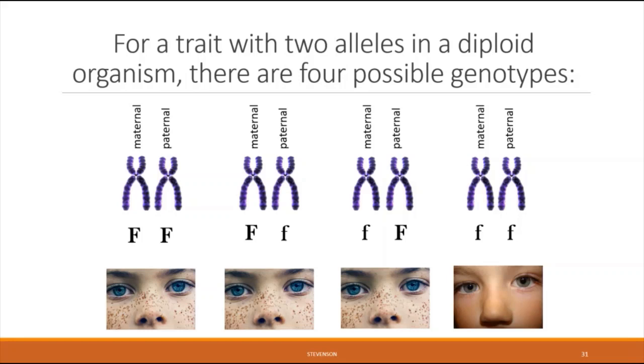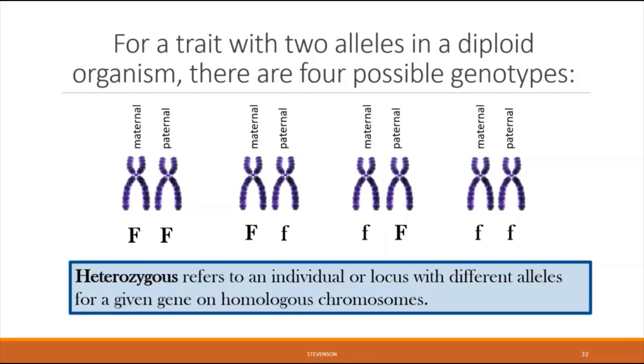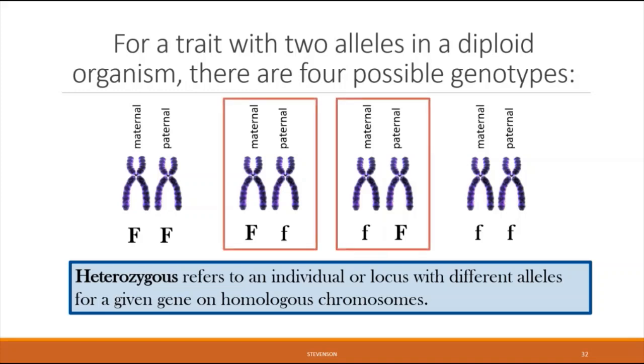This brings us to the introduction of a few other vocabulary words that we need to know. Heterozygous is a term that refers to an individual or a genetic locus that has different alleles for a given gene on homologous chromosomes. So heterozygous, with the prefix hetero meaning different, if we were to pick the genotypes out of this lineup that are heterozygous, it would be these two right here, because these are the two that have a different allele on their maternal or their paternal chromosome.